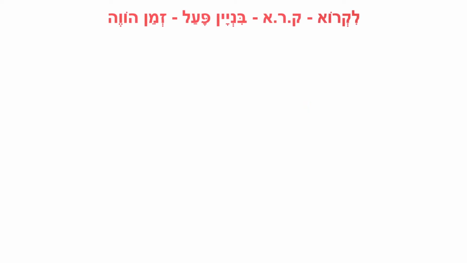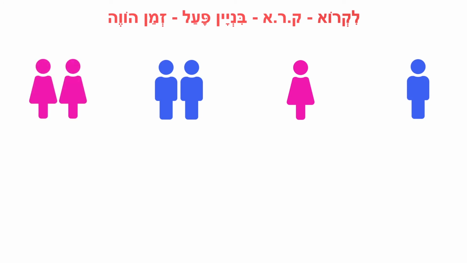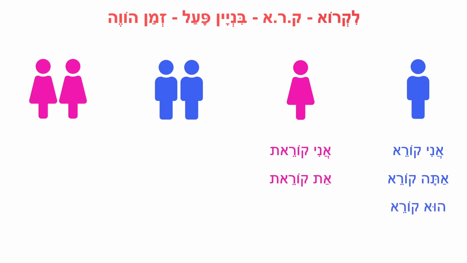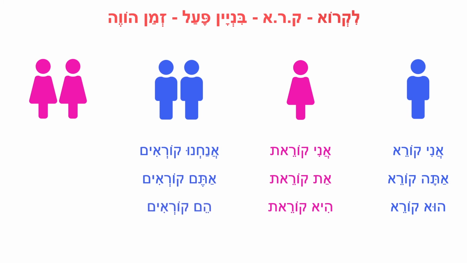Let's refresh our memories and look at how we conjugate the verb likro in present tense. Masculine singular, ani kore, ata kore, hu kore. Feminine singular, ani koret, at koret, hi koret. Masculine plural, anachnu kor'im, atem kor'im, hem kor'im. Feminine plural, anachnu kor'ot, aten kor'ot, hen kor'ot. Kore, koret, kor'im, kor'ot.